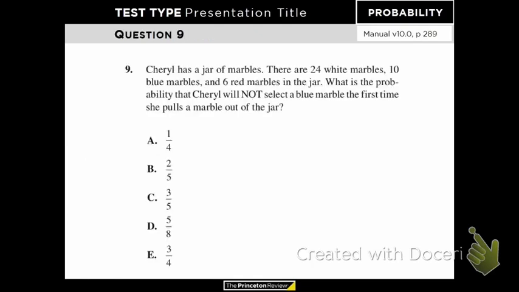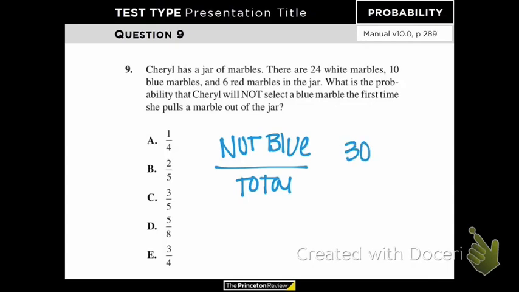So Cheryl has a jar of marbles. There are 24 white marbles, 10 blue, 6 red in the jar. What's the probability that Cheryl will not select a blue marble the first time she pulls a marble out of the jar? So we need to basically just count up how many are not blue, that goes on top, out of the total number of marbles. So if you count those up, you should get that 30 of them are not blue out of a total of 40. And then you do go ahead and simplify these when you can. So 3/4, so our answer is E.